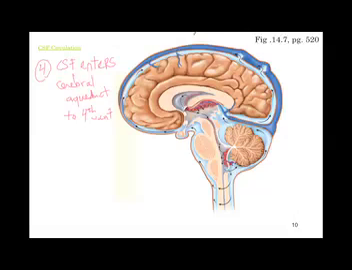Now this is the point where we start to see that cerebrospinal fluid leaving inside the brain and starting to diffuse out or be forced out into that subarachnoid space.